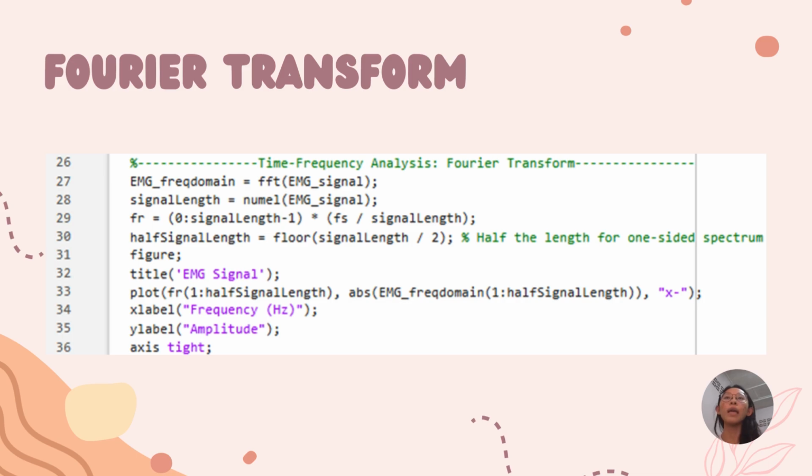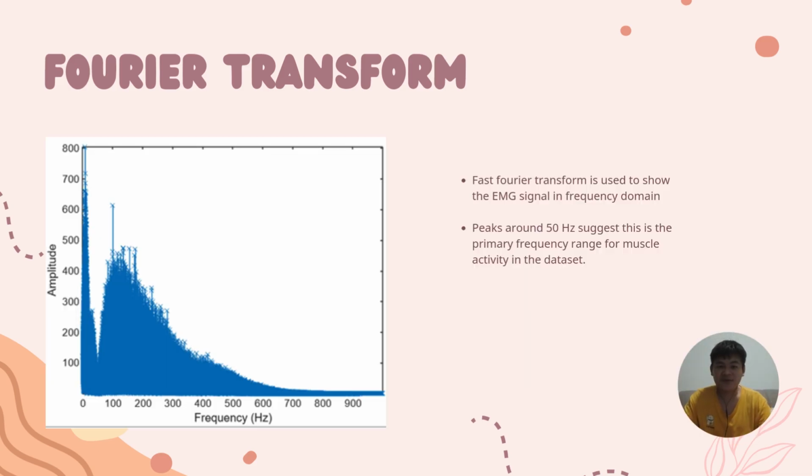Then the EMG is shown in frequency domain using the function FFT, which is fast Fourier transform. We only plot the signal in one-sided spectrum and half length because the result is symmetric. We use the Fourier transform to understand the frequency content of the EMG signal. The plot shows a peak at 50 Hz, indicating this is the dominant frequency associated with the muscle activity.